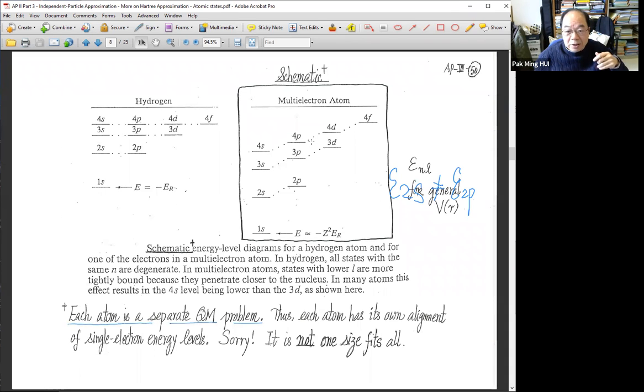So now let's take a break, and then we will discuss some hand-waving physics for atoms in general. All right?